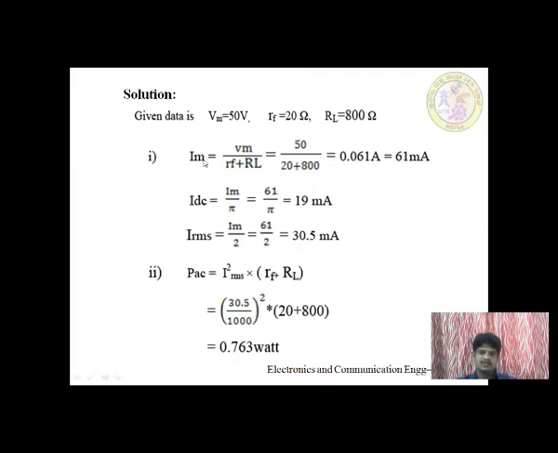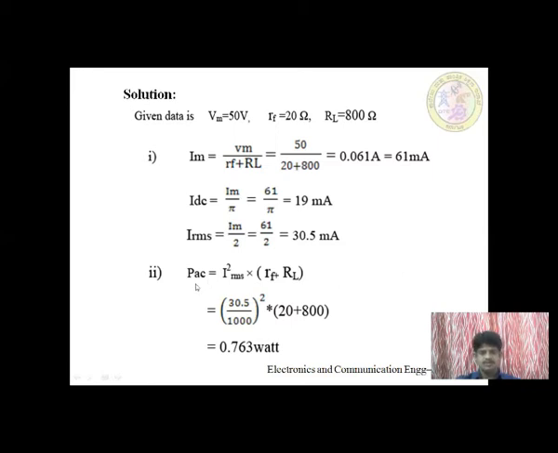Coming to the first problem, Im. Vm by Rf plus Rl, just substitute the values: 50 by 20 plus 800 ohm. If we calculate this, it becomes 0.061 amps, which is 61 milliamps. Next, IDC. Im by pi: the Im value is 61 milliamps divided by pi. If you calculate, you will get 19 milliamps. IRMS, its equation is Im by root 2. Im we already calculated, that's 61 milliamps divided by root 2. So we'll get 30.5 milliamps. So these are the Im, IDC and IRMS values we have got.